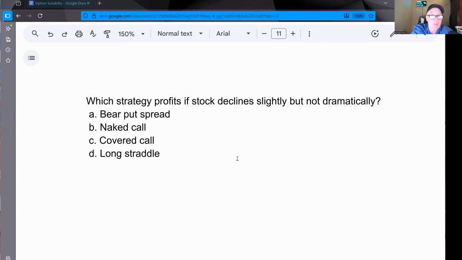I'm going to go with the bear put spread because it's a debit put spread, because always when they're talking about not a lot, we're thinking of bear put spread. The naked call would work because you're bearish and you make some money, but if it goes up more than a certain amount, you lose the premium, right? So I'm going to say a bear put spread because you are bearish. You want it to go down so you make some money. I love it. A is the answer.